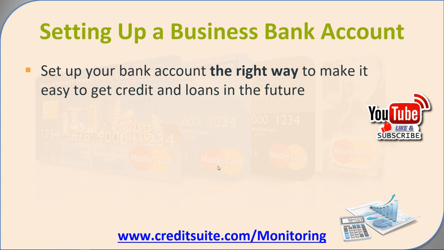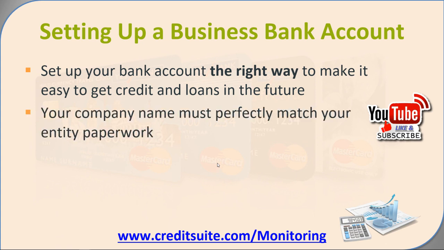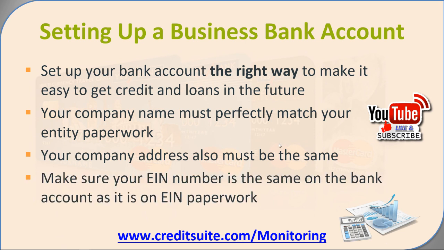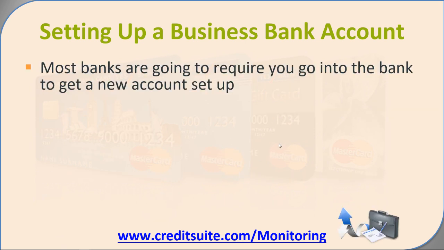Now, you want to make sure you set up your bank account the right way to make it easy to get loans and credit lines in the future. Your company name must perfectly match your entity paperwork. It's very important. One of the biggest reasons people get denied for financing is that they start setting up their business and then they misspell something. The address is different. The phone number is different. Whatever's on your Secretary of State record, your business bank account should be the same. The same business name, the same business address, the same business phone number. That congruency becomes very important for you to get money in the future. So you need to make sure that all this information is congruent when you're setting up that bank account.